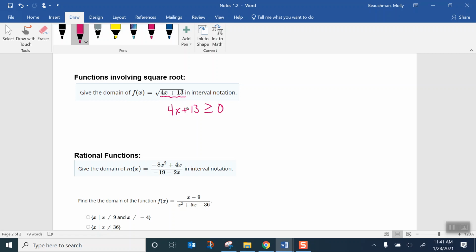Then solve your inequality. Subtract 13 from both sides. We get 4x is greater than or equal to negative 13. Divide both sides by 4. We're dividing by a positive. We get x is greater than or equal to negative 13/4. So that's expressed as an inequality. To express that in interval notation, greater than or equal to, we start at negative 13/4 to infinity, open interval.